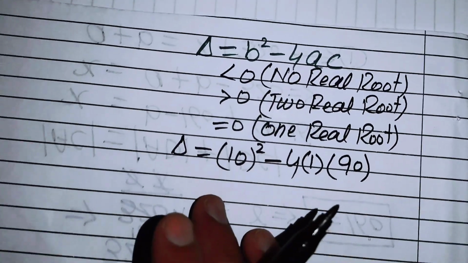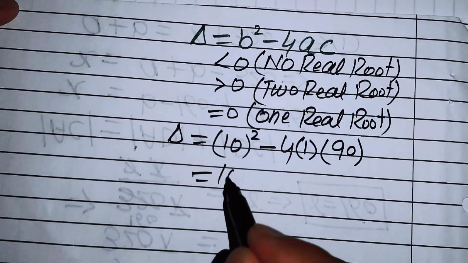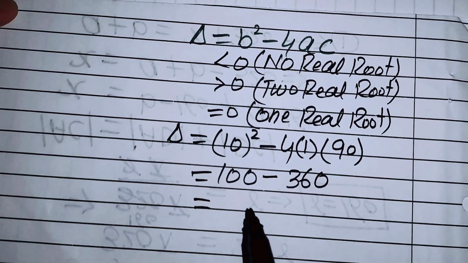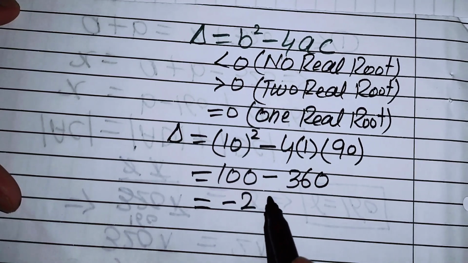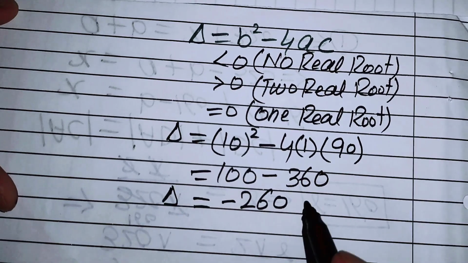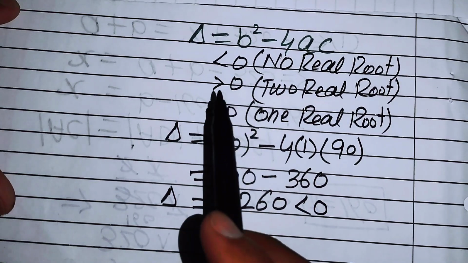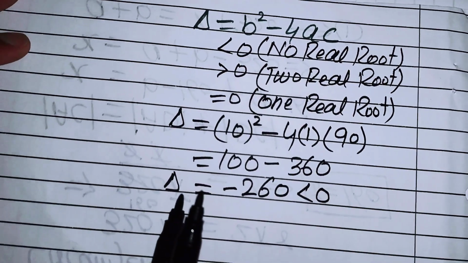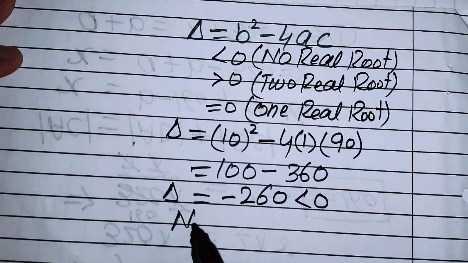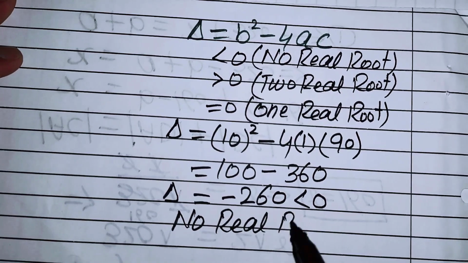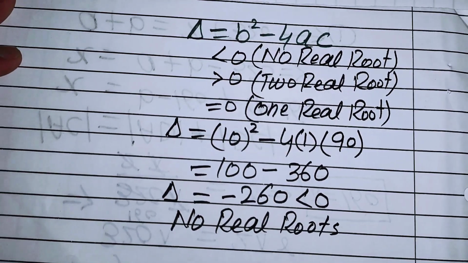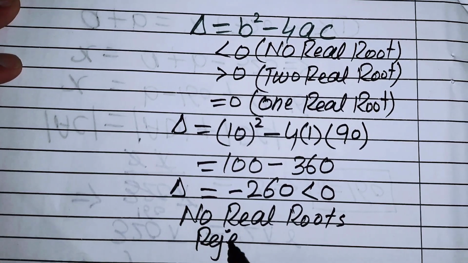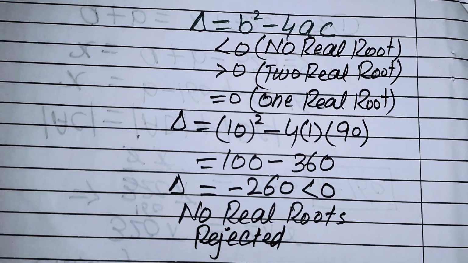So now we can simplify the terms here, and you get 10 squared is equal to 100 minus 90 fours are 360, and 100 minus 360 will be equal to minus 260. So the value of this delta will be less than 0, and I can say that if our delta is less than 0, then the given quadratic equation has no real root, which means that it has complex roots. But in this question we need the real roots only, so we will reject this case, and we can proceed with the other case only.